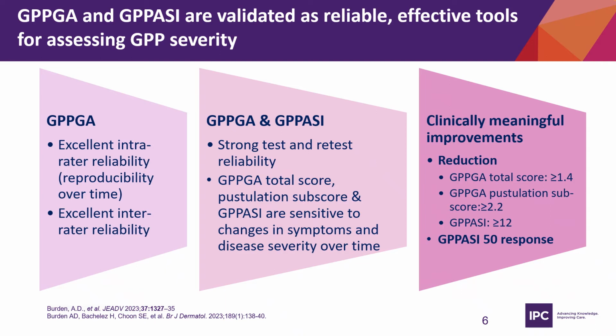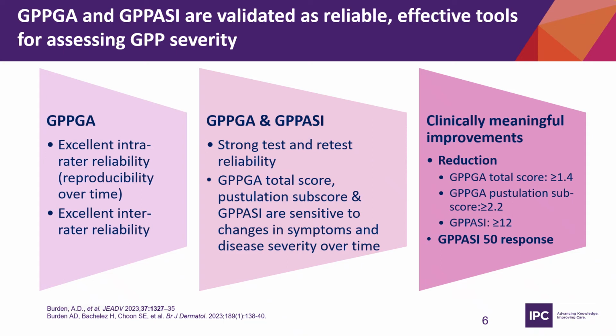GPPGA has demonstrated excellent intra- and inter-rater reliability. Both GPPGA and GPPASI are validated as reliable, effective tools for assessing GPP severity. Strong test and retest reliability support consistent use over time. GPPGA total score, pustulation subscore, and GPPASI can detect changes in symptoms and disease severity over time.